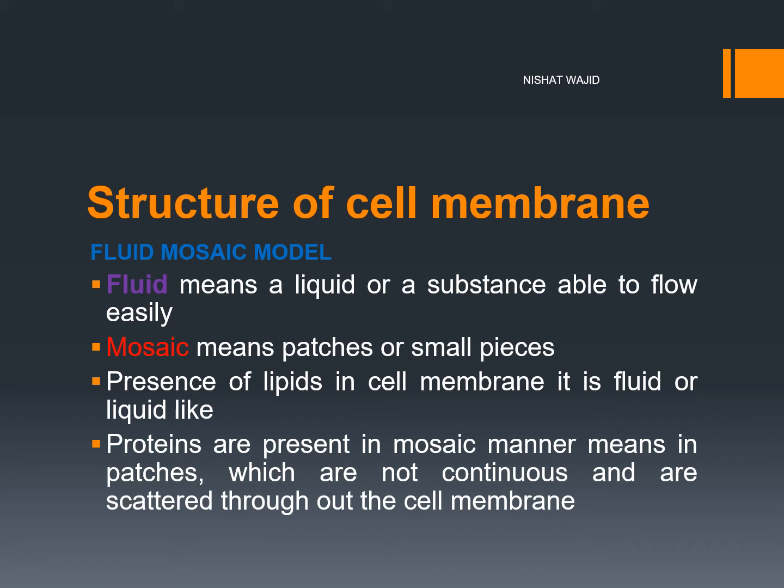Most important part is structure of cell membrane. We can understand the structure with the help of a model named fluid mosaic model. First, you should know what is meant by fluid and what is the meaning of mosaic. Fluid means a liquid or a substance able to flow easily. Mosaic means patches or small pieces. You will see that due to presence of lipids in cell membrane it is fluid or liquid-like. And proteins are present in mosaic manner, meaning in patches, which are not continuous and are scattered throughout the cell membrane.